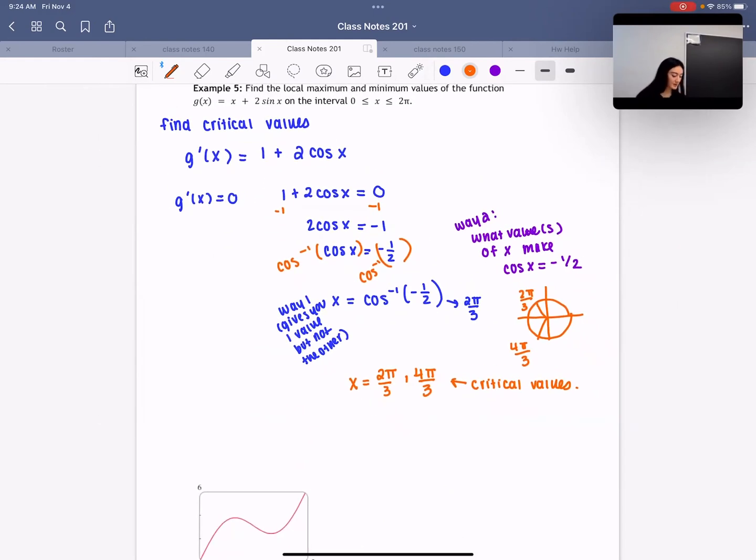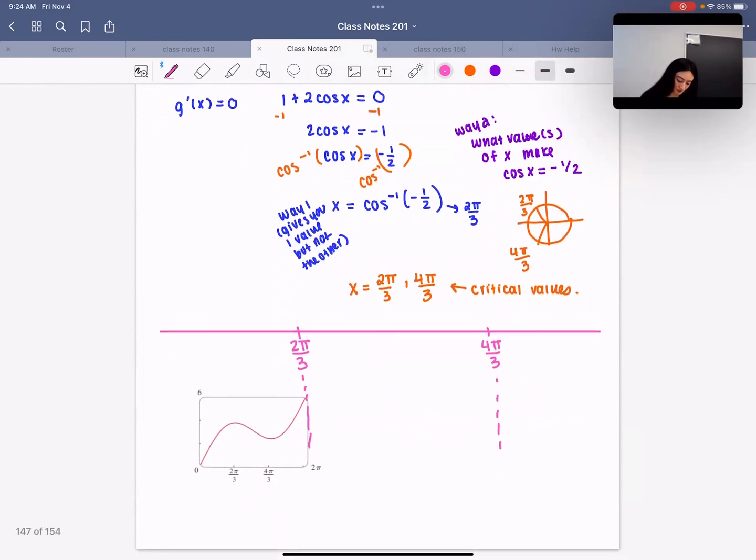All right, now we can set up our chart. I know I didn't give enough space for the chart. I'm sorry, but let's try our best to fit everything in this chart. All right, we've got 2 pi/3 and we've got 4 pi/3. I didn't give any space for anything less than 2 pi/3, but that's okay. We want to set up our chart and figure out what our function looks like between the intervals.